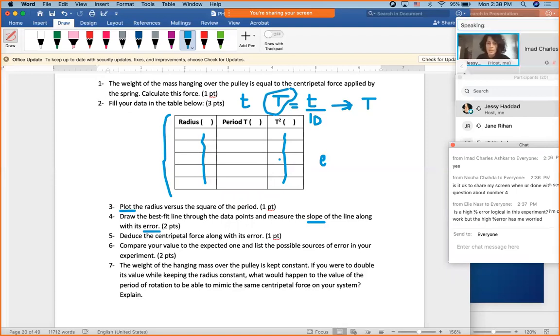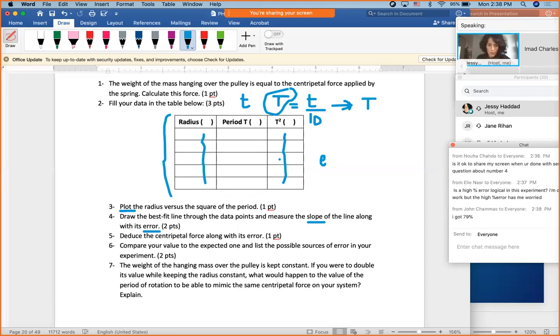Listen, I'll tell you what I do. I plot radius in centimeters against time in seconds, or t squared in seconds squared. I find the slope. The unit of the slope is the unit of y over the unit of x. I can see that the radius is the y and t squared is the x. So the unit for the slope is going to be centimeter per second squared. Then you convert your slope to do any other calculation.